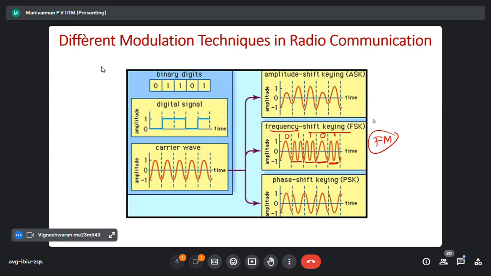Correct? In the voice signal, the frequency varies from 20 hertz to 20 kilohertz. Here only 2 frequencies, correct? 0 or 1. Similarly, phase shift keying also, the phase is varying. Please see that the amplitude remains constant, but this is called phase, correct? This is a positive cycle like this. For transmitting 0, and for transmitting 1, I am transmitting like this. Again, for transmitting 1, I am transmitting this. For transmitting 0, I am transmitting this. The phase is varied, correct? I call it phase shift keying.